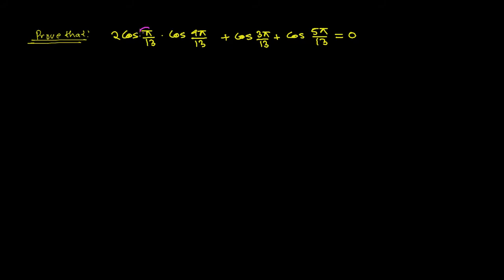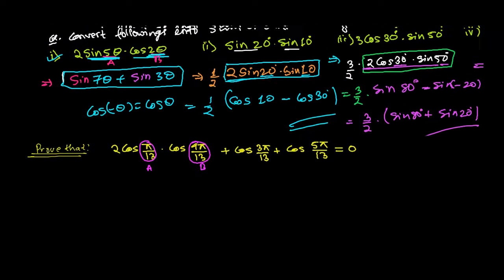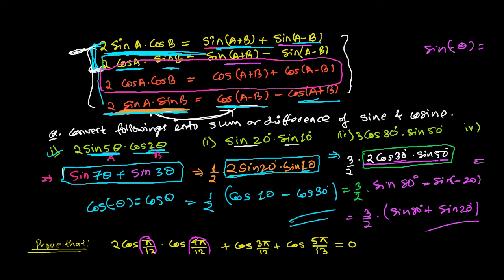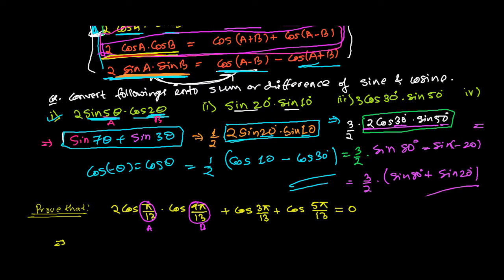So let's think of this as a, and this as b. So it will be twice of cos a and cos b. And in the previous videos we discussed that twice of cos a cos b is actually cos(a plus b) plus cos(a minus b). So we can use this formula here. Twice of cos a cos b is cosine of a plus b, that is pi over 13 plus 9 pi over 13.